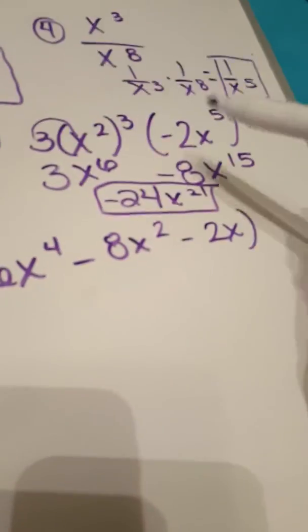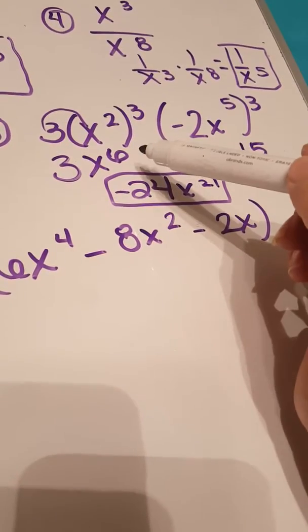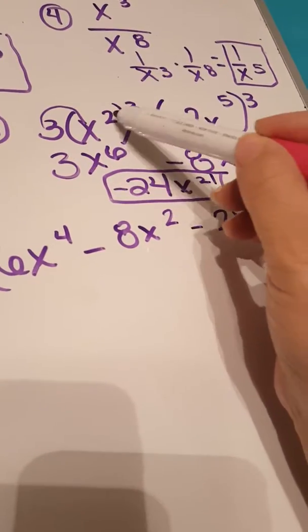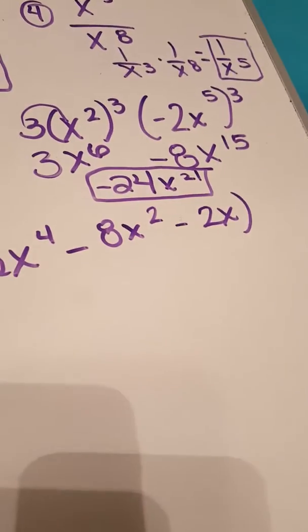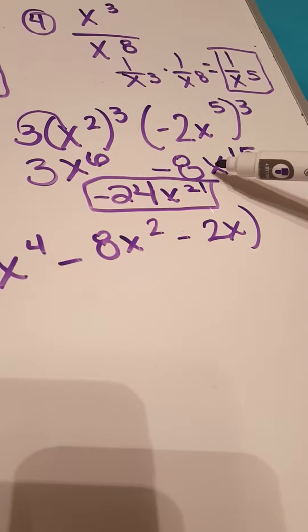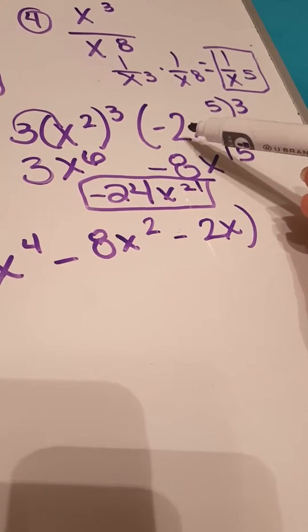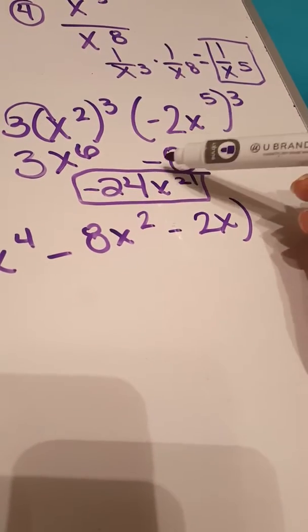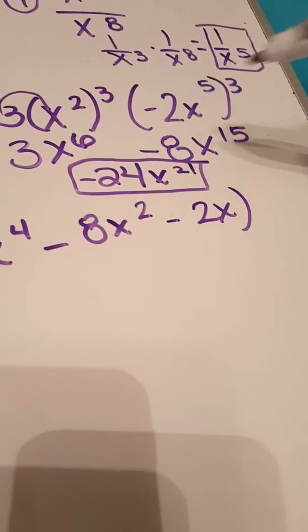Okay, I don't know if that made sense. So we did 3 times 6, right? 3x, and then 2 times 3 equals 6. And then here we get negative 8 because of your negative 2 times 2 times 2. Okay, that makes your negative 8. Talking about this power and this power making your negative 8.